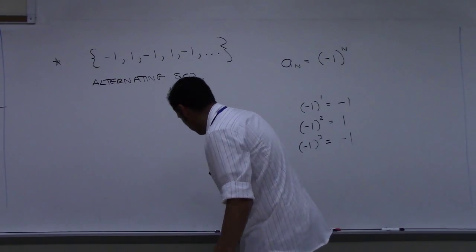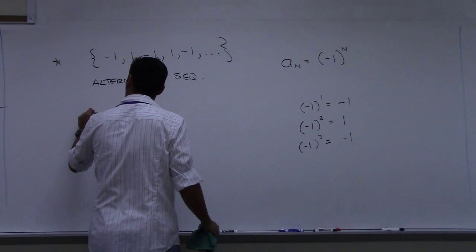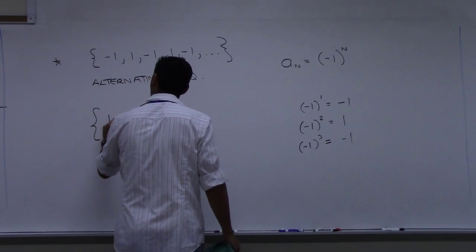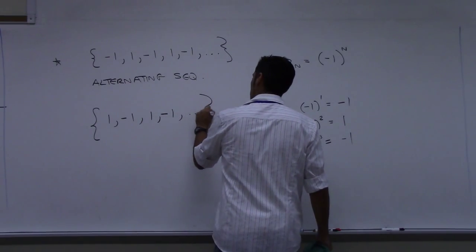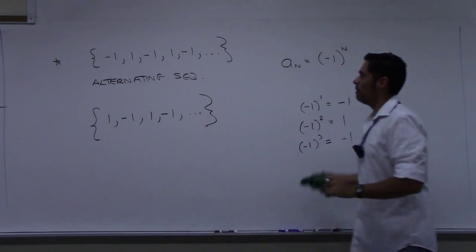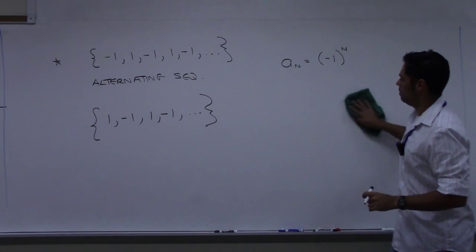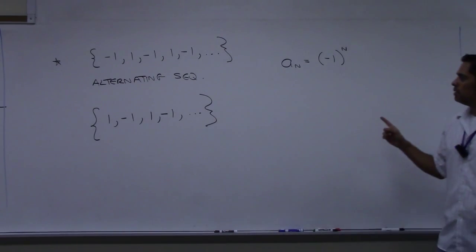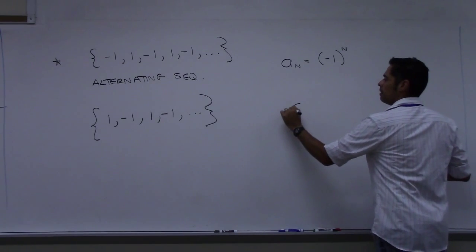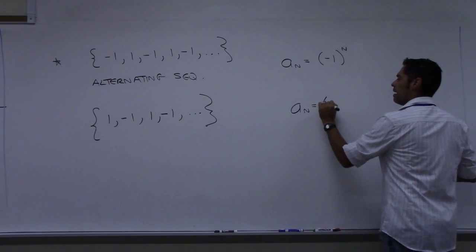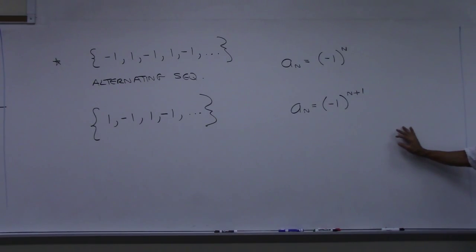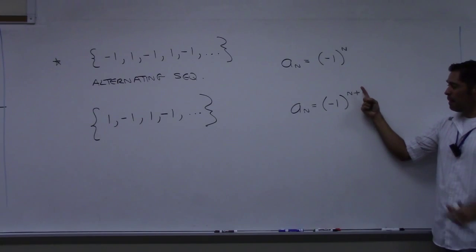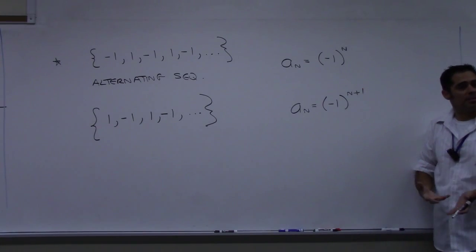Now, what about this one? 1, negative 1, 1, negative 1. Negative 1 to the n plus 1. Will that work? If you plug 1 in here, what do you start with? 2, and that's going to give you a positive 1.